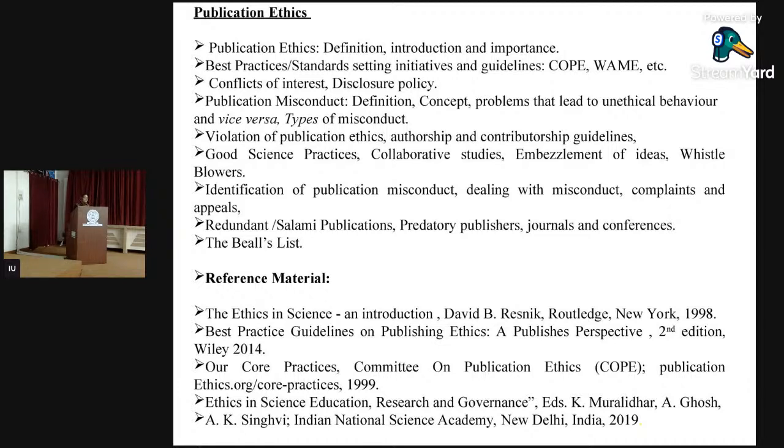We'll also be talking about responsible conduct of research. We'll be talking about the guidelines for authorship, contributorship, what are good laboratory practices, and identification of publication misconduct. In fact, what contributes to what is called scientific misconduct, and what are the guidelines that help us in responsible conduct of research. And then we would also be talking about predatory journals.